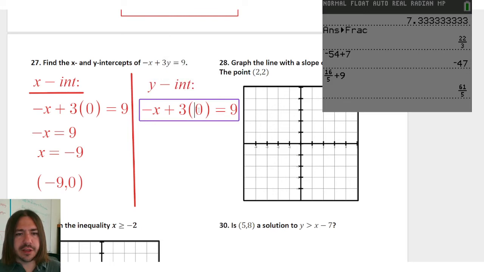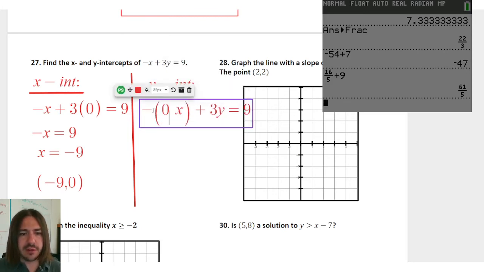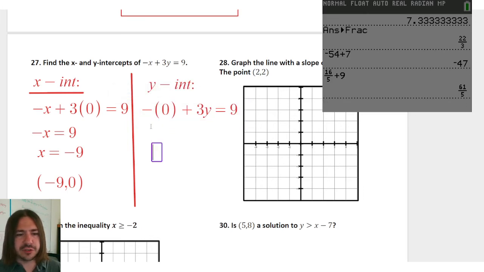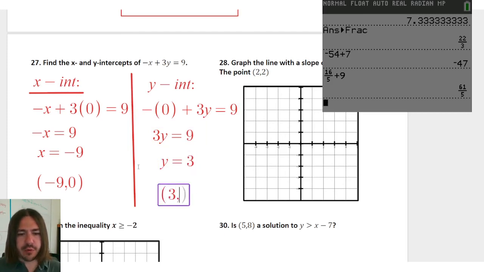And instead of plugging in 0 here, I'm going to leave that y, and we're going to plug in 0 here. So you have negative 0, which is just 0, so we can kind of ignore that. Plus 3y equals 9. And then if we divide both sides by 3, we get y equals 3. So the y-intercept is going to be at (0, 3).